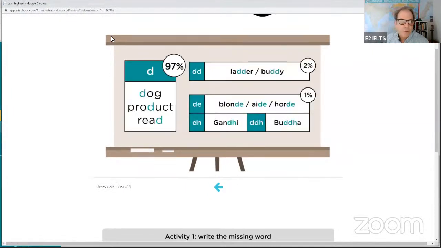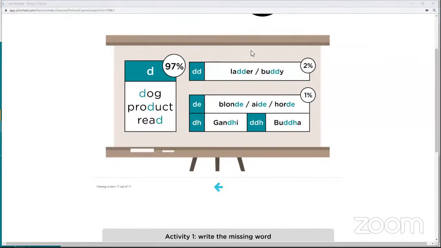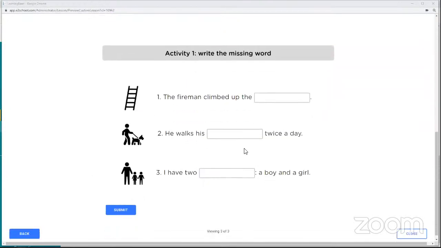Let's review. There are words. Read them out loud to yourself and recognize the spelling. Okay, now try and spell 1, 2, and 3. The fireman climbed up the something. He walks his single something. I have 2, more than 1. In the chat box, away you go. Type the answers.